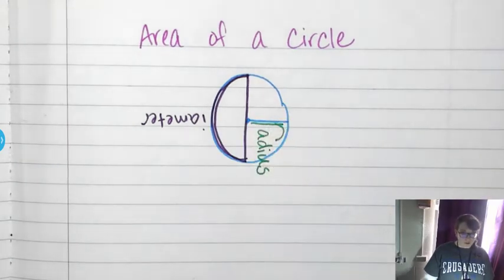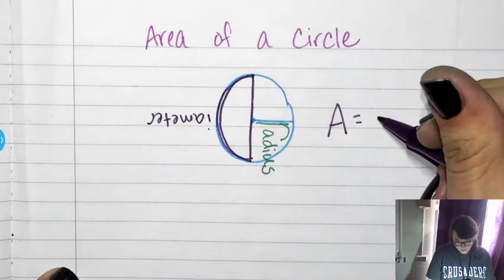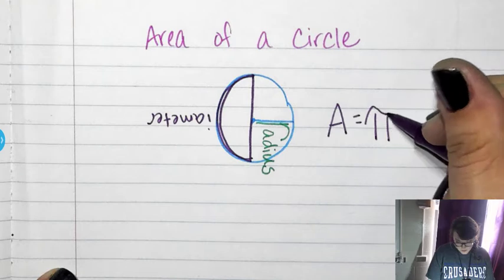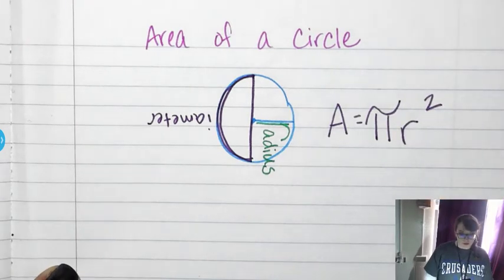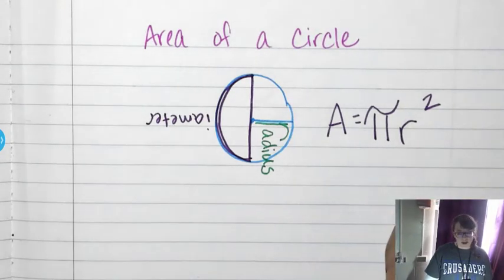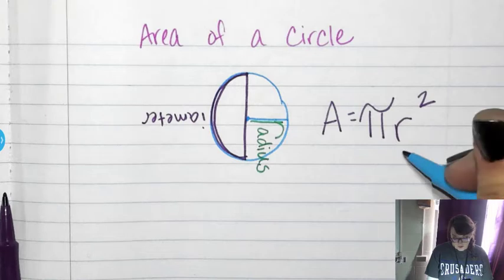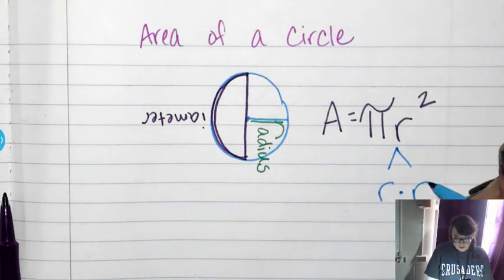The formula which we talked about is area equals pi r squared. And r squared is r times r, not r times 2. So this means radius times radius.